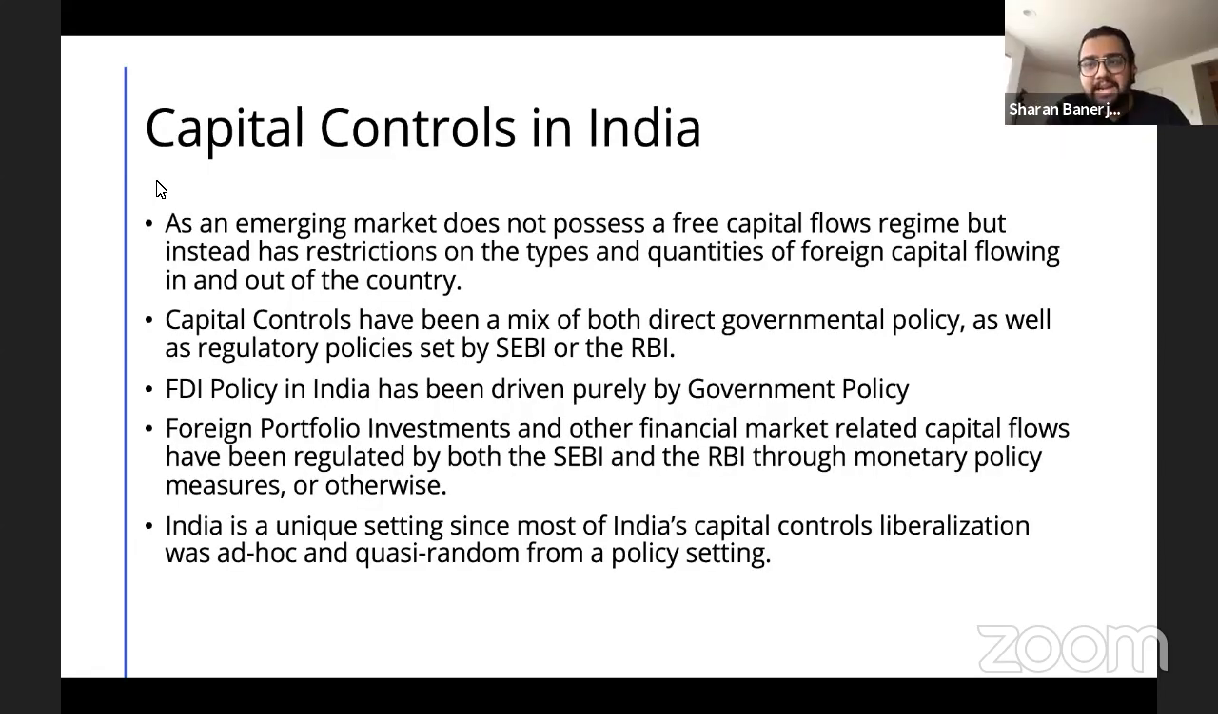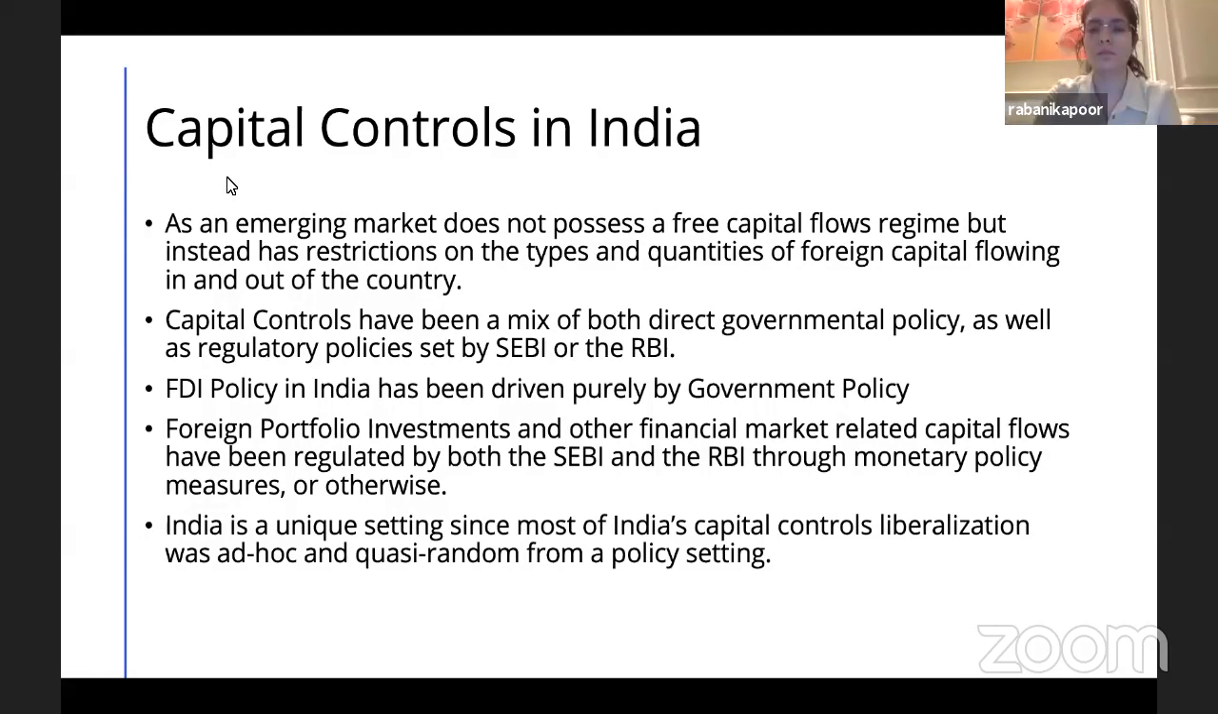So to understand what the architecture, or the contours, of foreign investments into the country is, we need to look briefly at what the capital controls landscape in India is. As an emerging market, if you look at emerging markets across the world, we see that most of them do not possess a free capital flows regime, but have restrictions on the types and quantities of foreign capital flows that move in and out of the country. In a lot of cases, if you look at the Central and Eastern European countries, while they were moving into the Eurozone or transitioning from a post-communist regime to a more free market regime, all of them tried to dismantle their capital controls regime all at once.